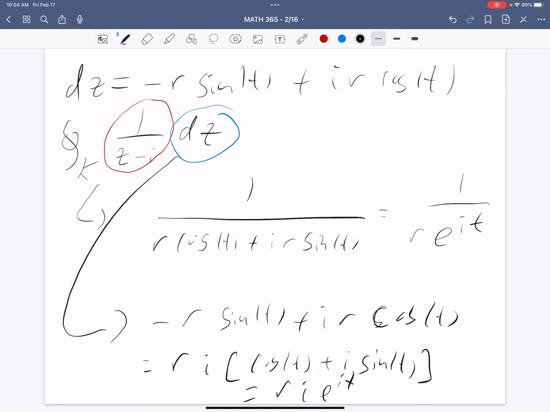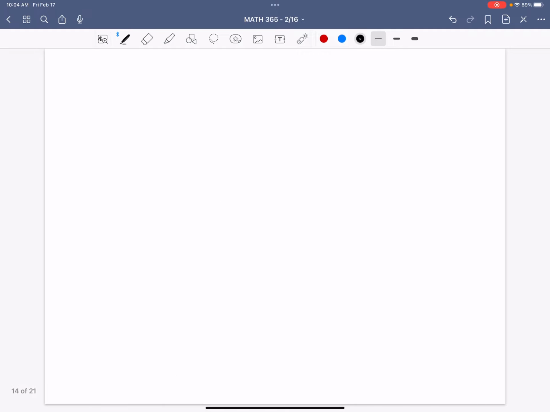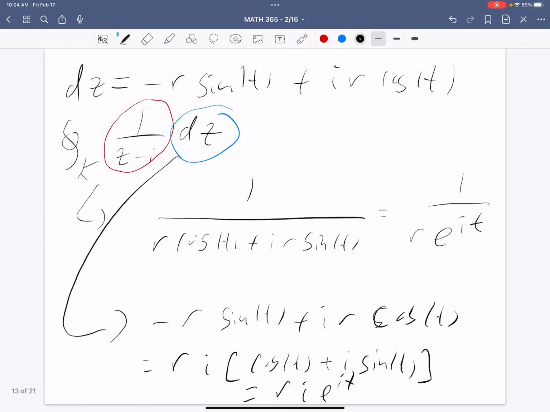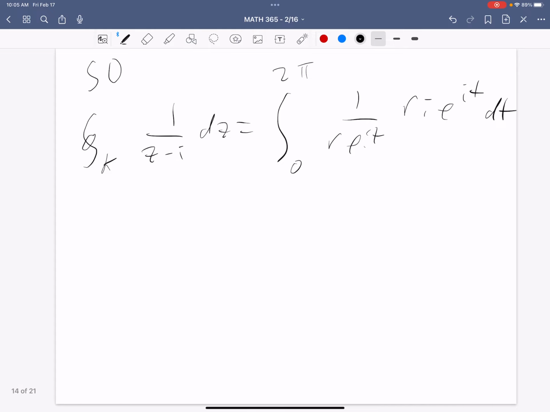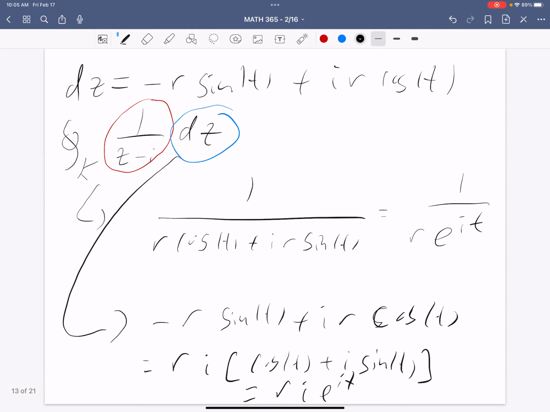Beautiful. So when I pop all of this into my integral then, the parameterization is from 0 to 2 pi because it's a circle. 1 over z minus i, we have just justified, needs to equal 1 over r e to the it. dz we've justified is ri e to the it dt. Well, let me make sure I don't forget my dt's. So dt.